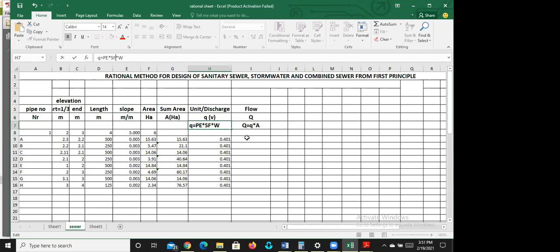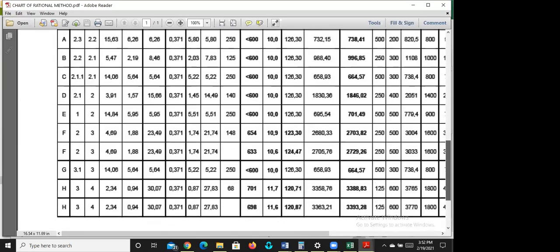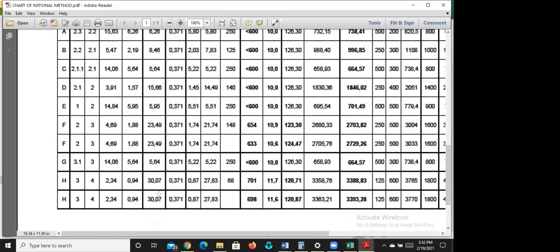Take notes. So here, it will be equal to this multiplied by this, and I drag it down. So this is how we got this one. This is how they got this. If you scroll down to point H, you'll see something like 30.07.